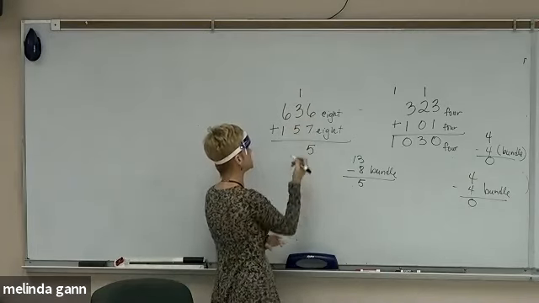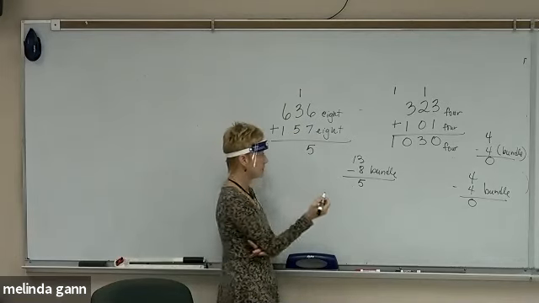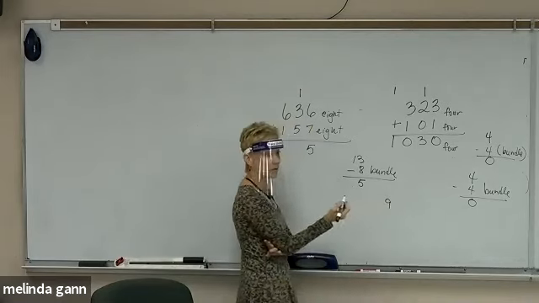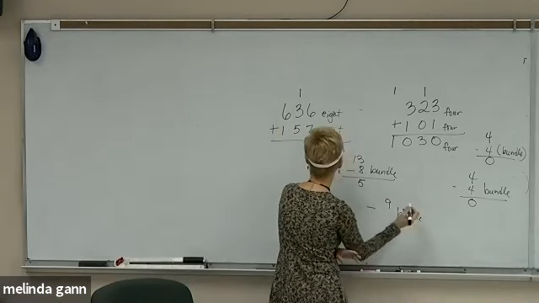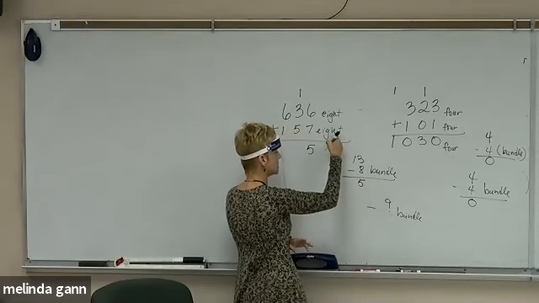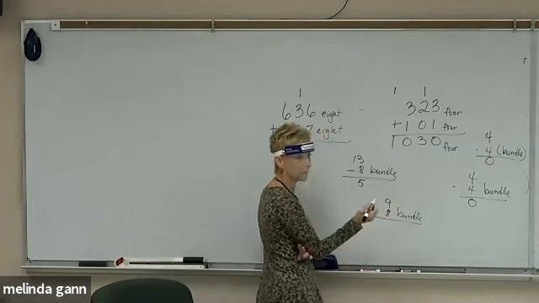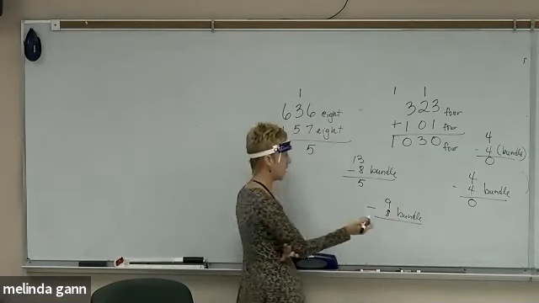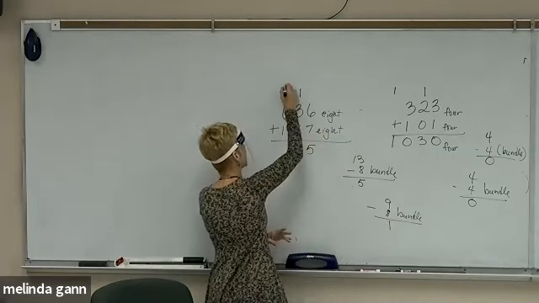What does this column sum to? 9. Do I have enough to make a bundle? Yes. I'm going to take that bundle out. How many are in my bundle? What base is it? 8. How many is in my bundle? 8. It's always your bundle. Your base is your bundle. How many is that going to leave me? 1. But I've got to carry my bundle.